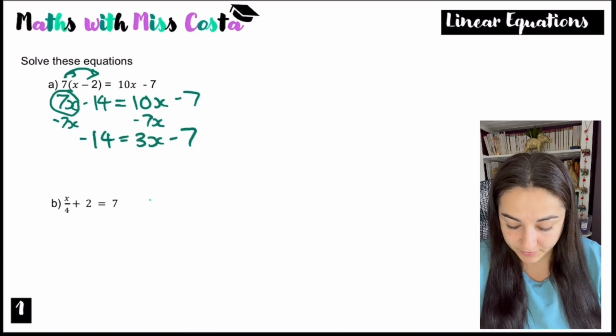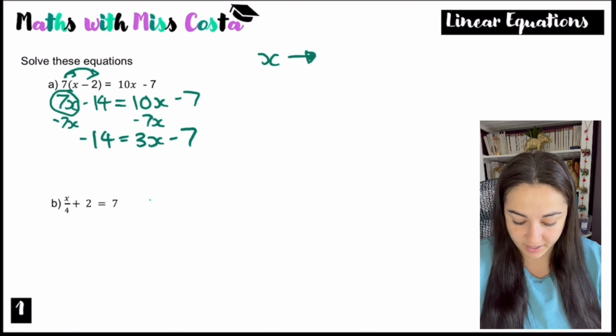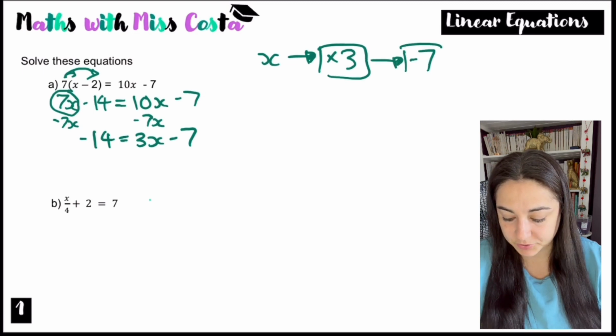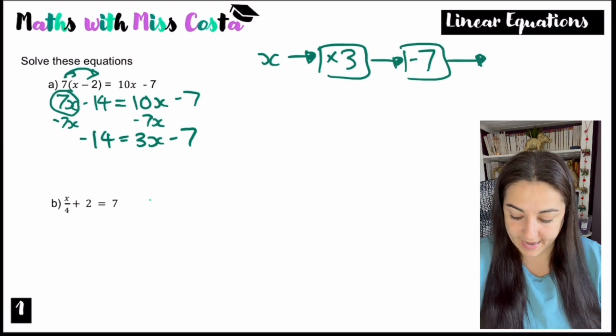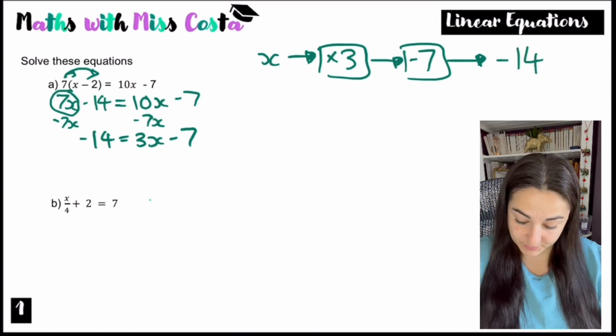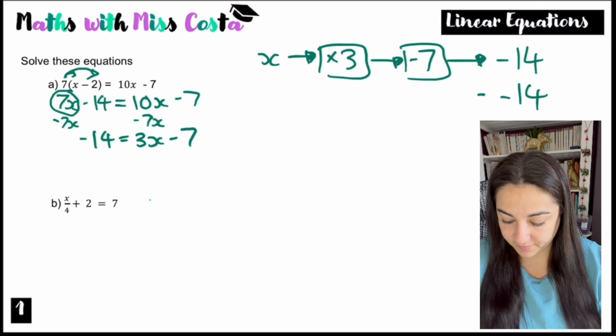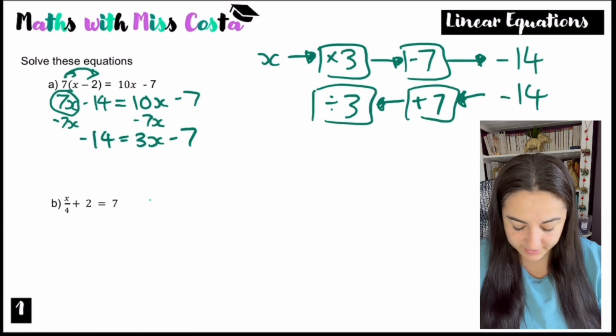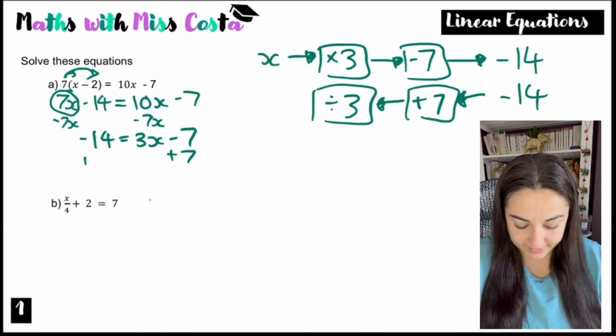Now we can do our flow diagram to see what order things are occurring in. So the x is being multiplied by 3, and then 7 is being subtracted from it. And I'm left with -14 as a result. So to work my way backwards, I'm going to have to add 7 and then divide by 3. So let's do that in our equations. I add 7 to both sides. -14 plus 7 is -7 equals 3x.